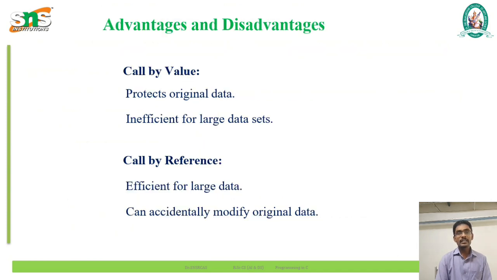The advantages and disadvantages of these two categories are: call by value protects the original value but is inefficient for large data sets. Call by reference is efficient for large data, but it can sometimes modify the original data when you access the address of the original argument value.